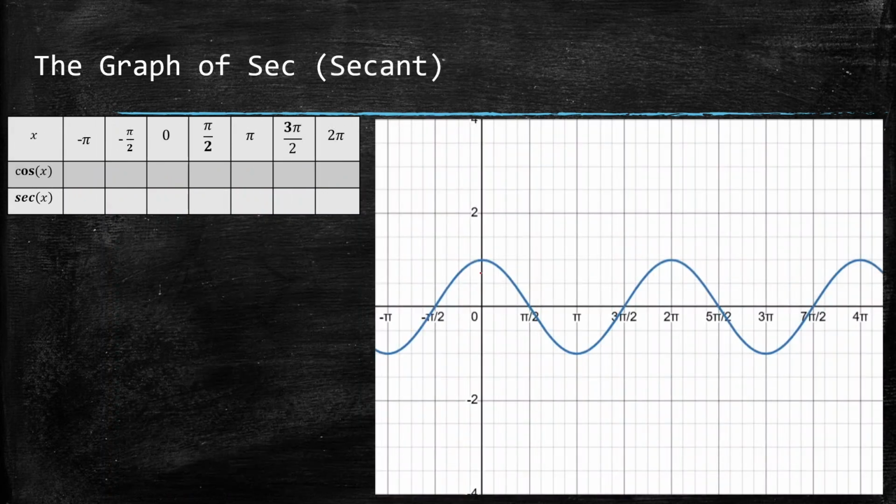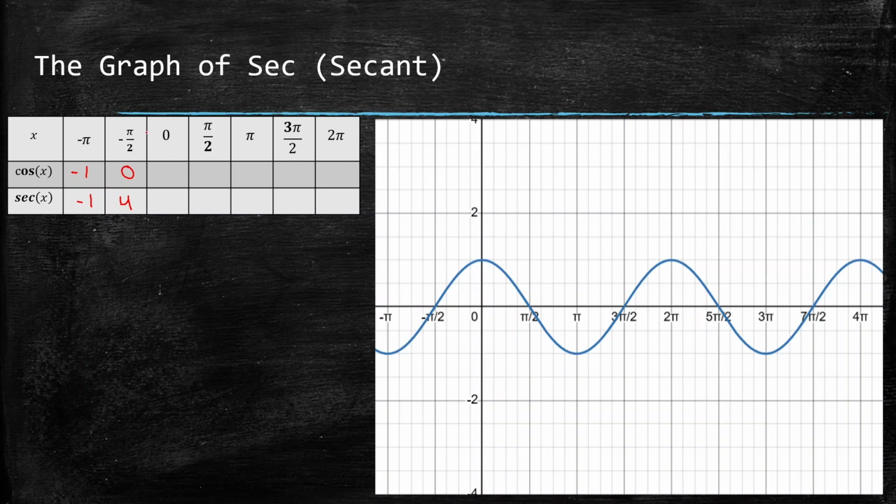So the secant function is very similar. It's the inverse of the cosine function. And so again, I've already got the cosine function plotted. So at negative pi, I'm at -1, and so my secant is also going to be -1. At -1/2 pi, I'm at 0, right? 1 over 0 is undefined. So that's my first asymptote.